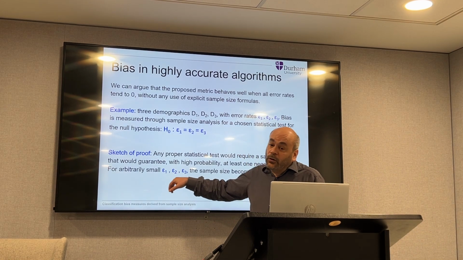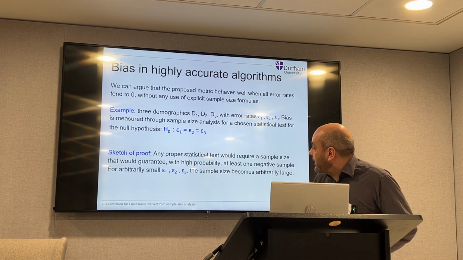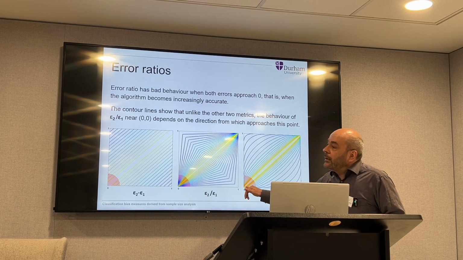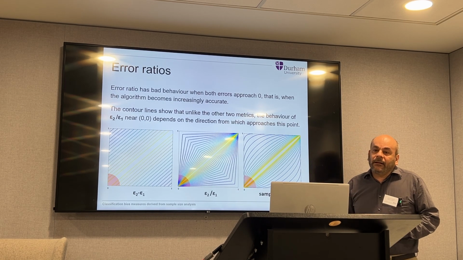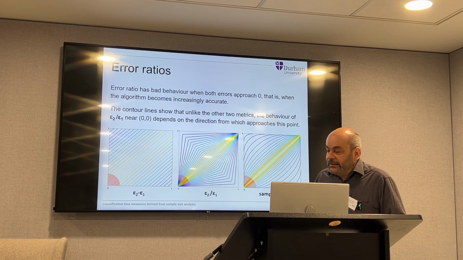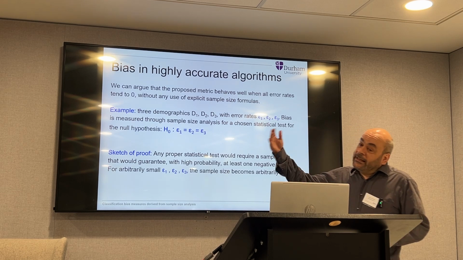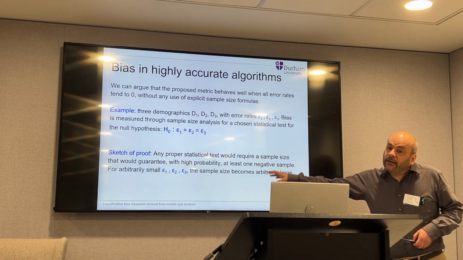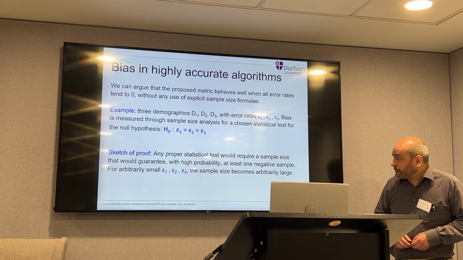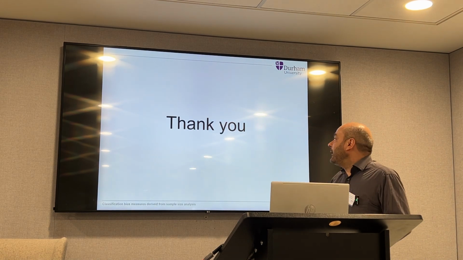If these are very low, so if we are very close here, I need to run my algorithm many times to get even a single misclassification, let alone enough misclassifications. So I need a very large data set, so I have very small bias according at least to the proposed measure. And I finish here.